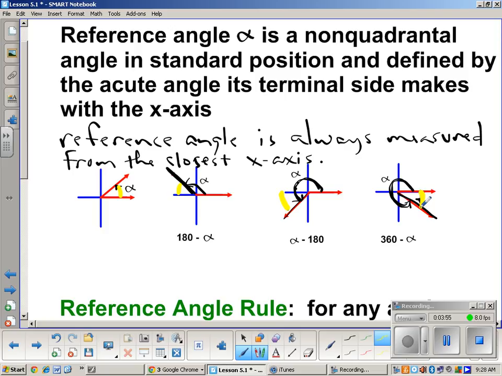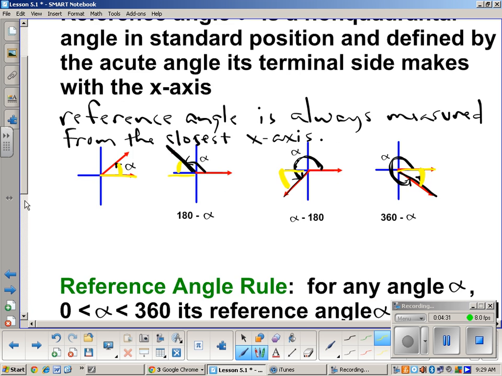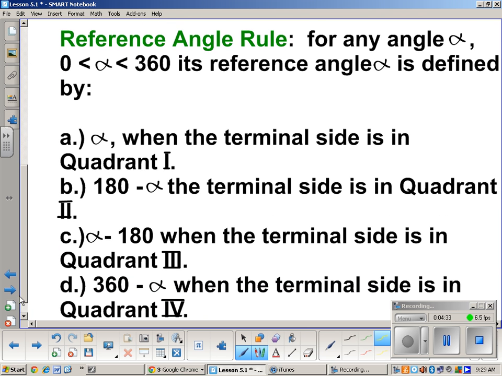This will be important when we're trying to find the sine values, cosine values, tangent values, and more of any angle in the coordinate plane. Okay? We'll need to always understand what the reference angle is. Alright? So it's always positive, it's always measured from the closest x-axis. So it might be the negative end, as in here and here. It might be the positive end, as in here and here. Okay? So now, I'm going to pause this so you can copy down the reference angle rule.